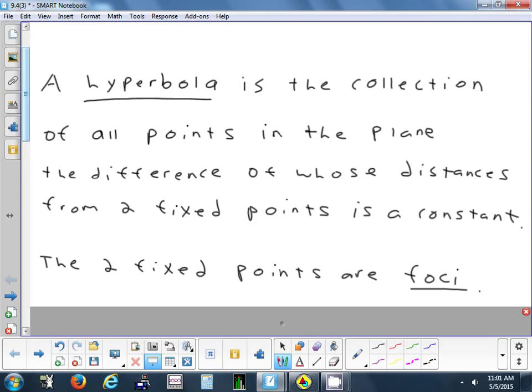So a lot of the words we define for a hyperbola are going to be similar to what we had for an ellipse. An ellipse had foci, so does a hyperbola. An ellipse had vertices, so does the hyperbola. They both also have a center. An ellipse had a major and a minor axis. A hyperbola will not. We're going to rename them. It's the same concept, but they decide to give it a different name.